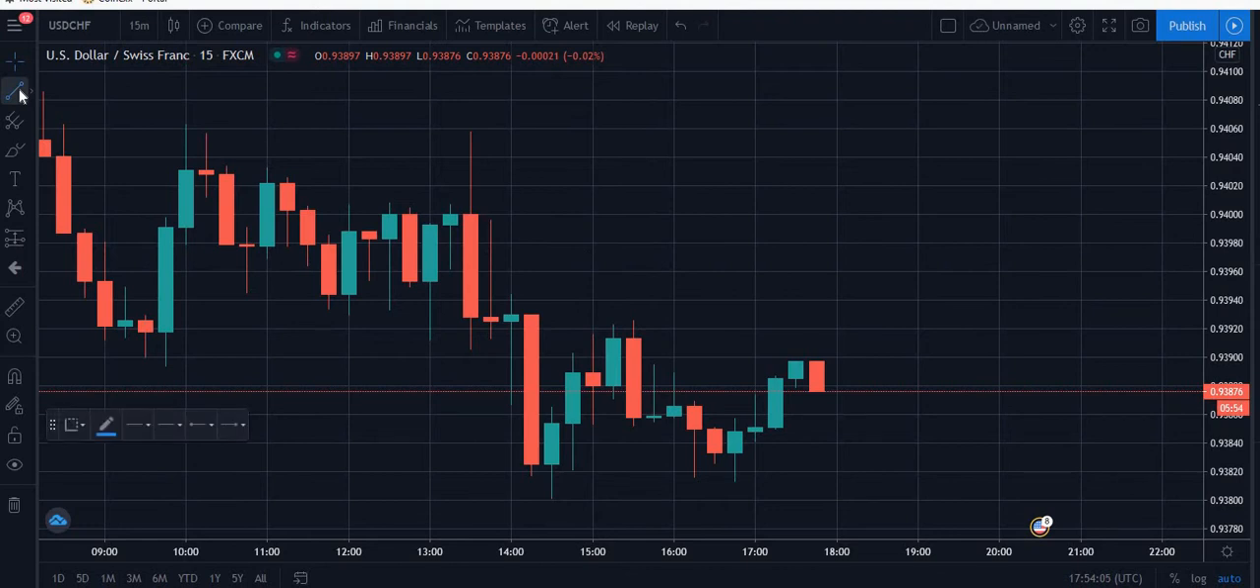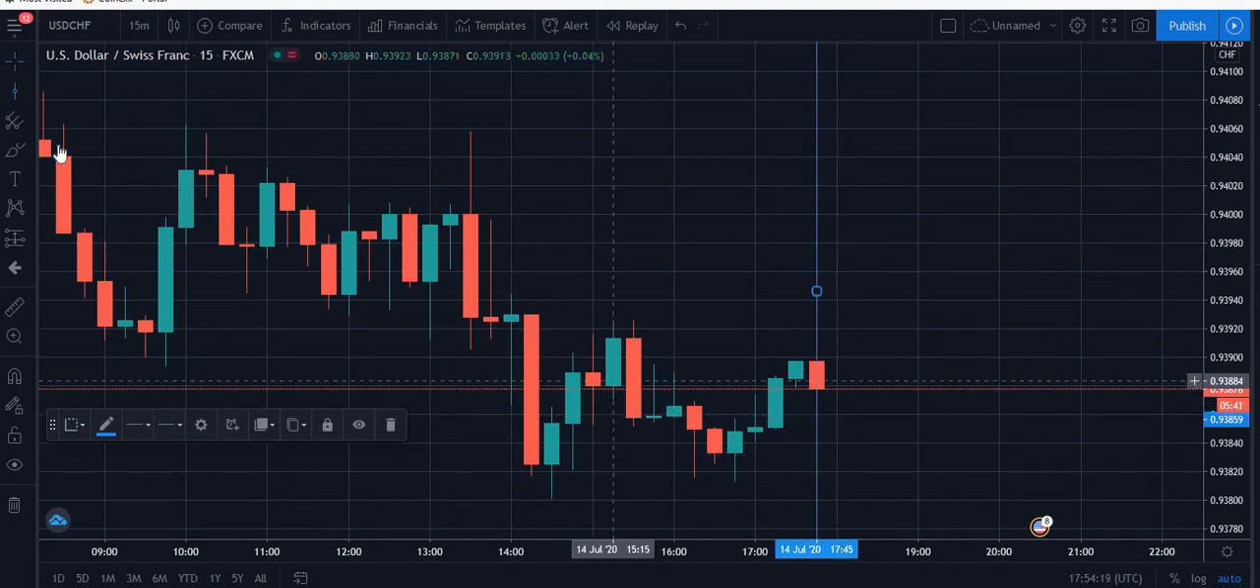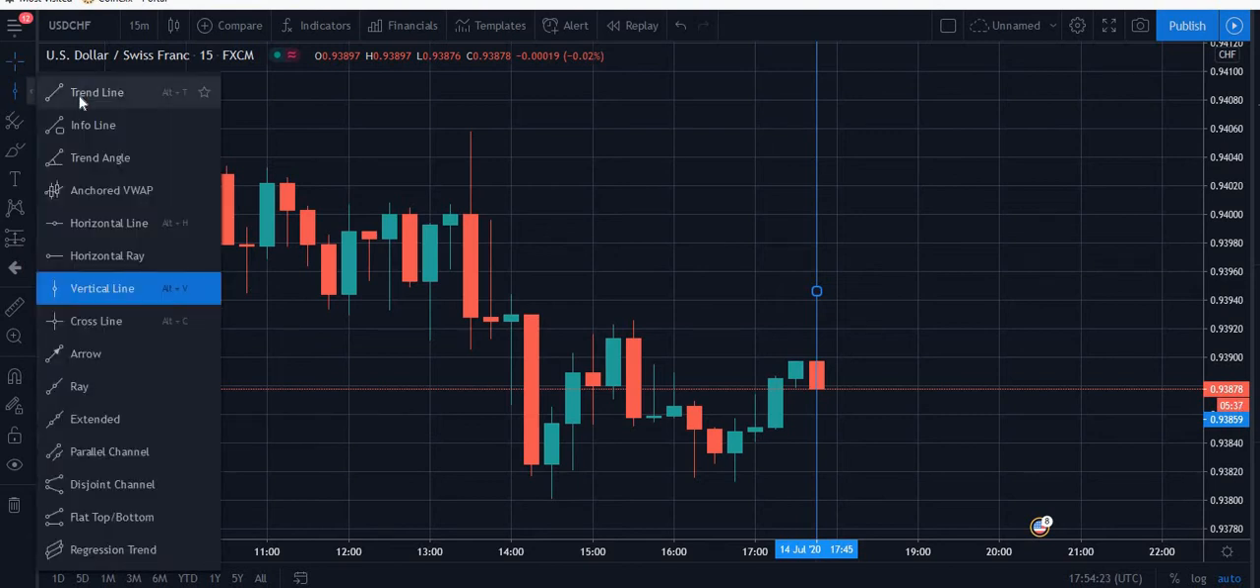So what I first do is make sure, and this is on dollar Swiss, so this is a wedge alert that just came out at 1:45 Eastern. So what I do is I do a vertical line on when the alert came out so I know what I'm drawing to. Okay, and then I draw my trend line.